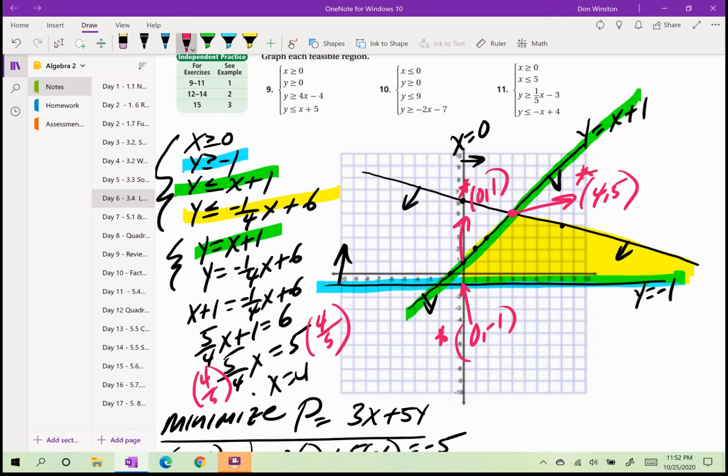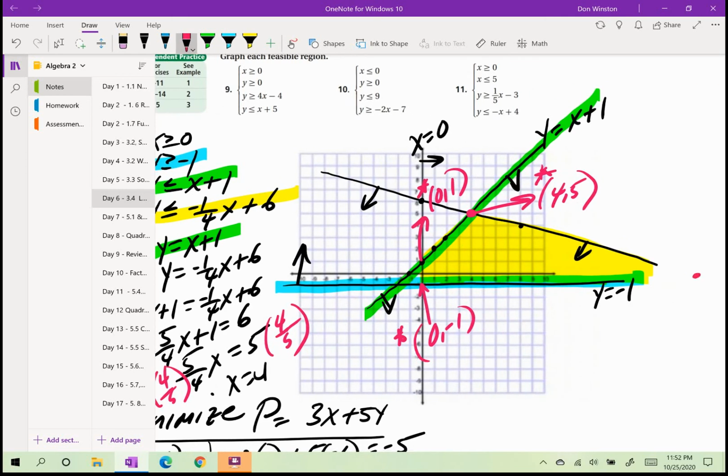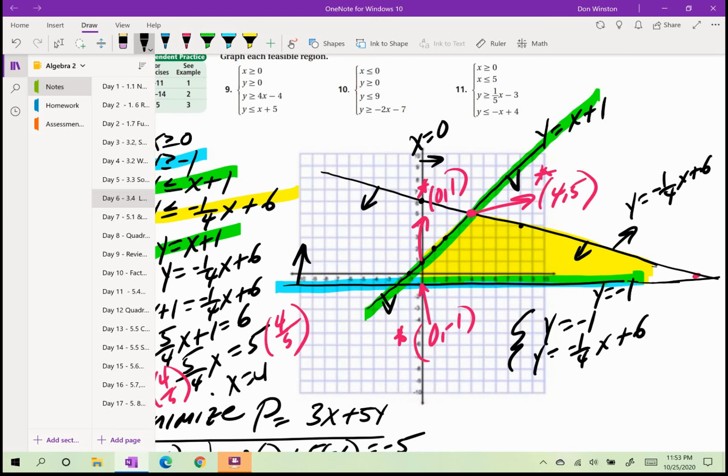And then we have one more corner point to calculate, and that's going to be way over here somewhere. Okay, that went off the graph. So we just use the two equations we have. One equation is y is equal to negative 1. This one is going to go way off the graph. And the other equation is y is equal to negative 1/4 x plus 6.